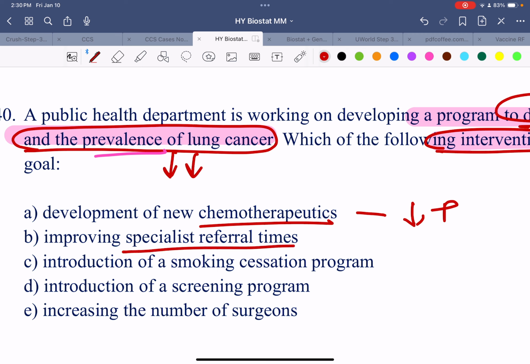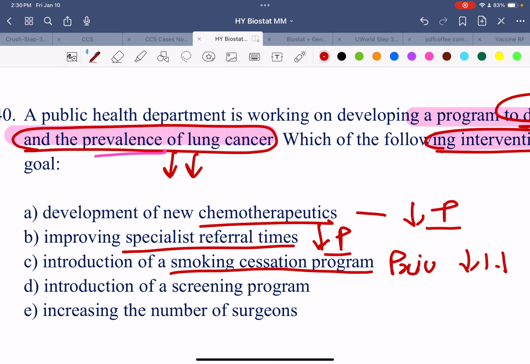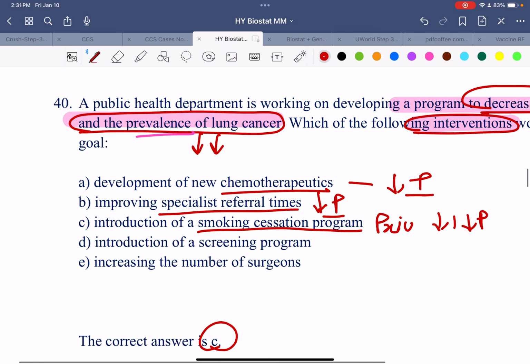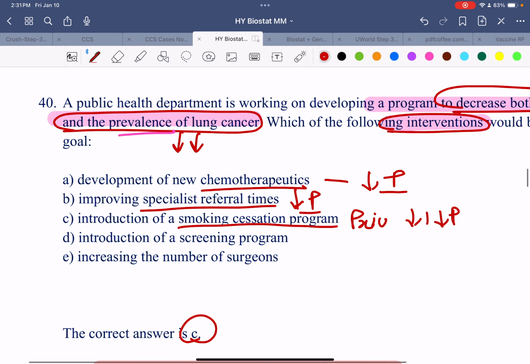If we improve specialist referral times, of course, that's also going to just decrease the prevalence because you're going to refer a patient after he has been diagnosed, right? But if you introduce a smoking cessation program, that is a preventive measure, and a preventive measure is going to decrease both the incidence and the prevalence. Therefore, smoking cessation is the correct answer, which is C. Why? Because it will decrease both the incidence and prevalence.